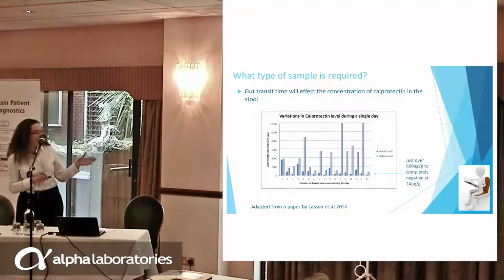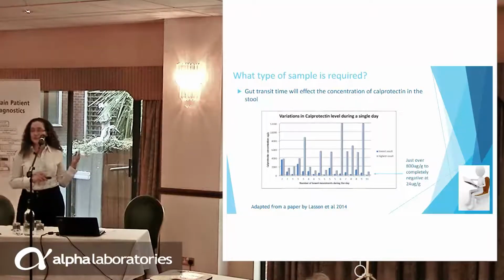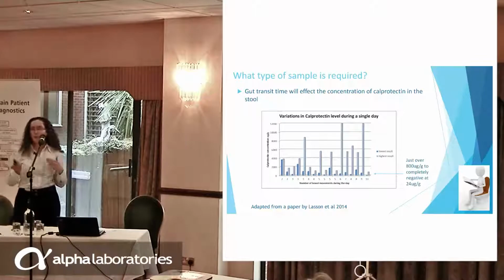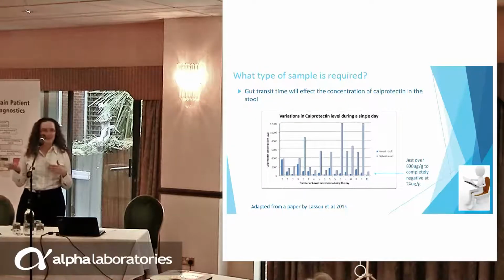The poor patient on the end here had a high of just over 800, which is still quite a significant calprotectin level, but he went to a low of 24, which, no matter whose assay you're using and what cut-offs, is completely negative in everybody's category. So as you can see, what sample of the day is taken, which I thought was an interesting question, can strongly influence the result you get at the end.